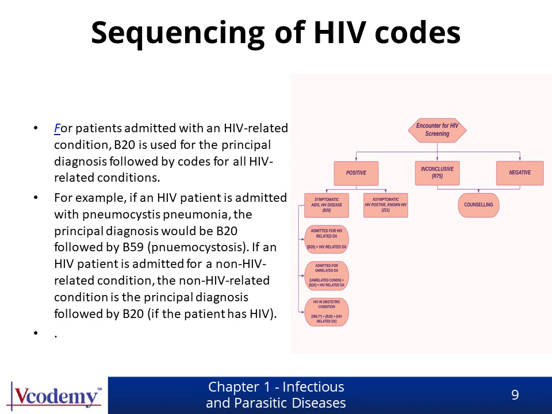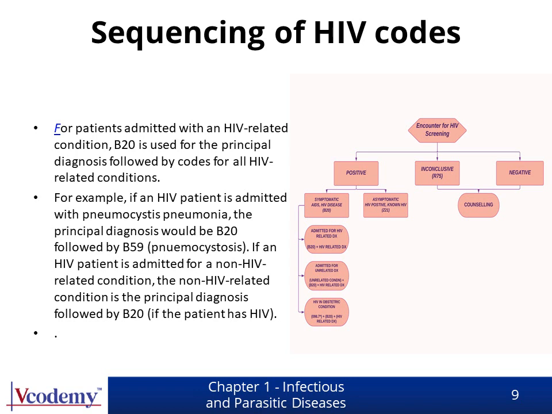So what is a non-HIV related condition? Any person can have a trauma, an accident on the road, any injury, even in his residence. All these can happen to anyone, HIV patient or non-HIV patient. So these are called non-HIV related conditions. For example, if the HIV patient is admitted with pneumocystis pneumonia, the principal diagnosis will be B20, followed by B59 pneumocystosis.